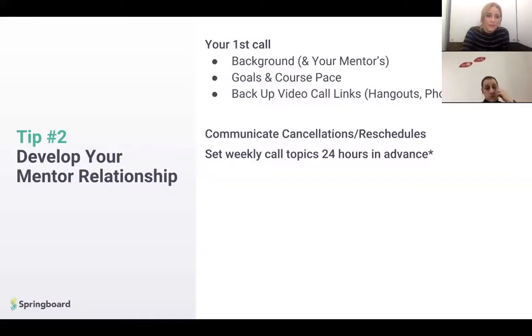The second tip is to develop a relationship with your mentor. A lot of our mentors, like I said, do this full time. They really enjoy mentoring. So as much communication as you can, the better. Communicate things like cancellations or if you need to reschedule. We do ask that you try to let your mentor know 24 to 48 hours ahead of time, just because they are preparing for your call. Communication is so important, not only when you need to cancel or reschedule, but also letting them know what your course goals are, what your course pace is, and what your expectations are for a mentor.